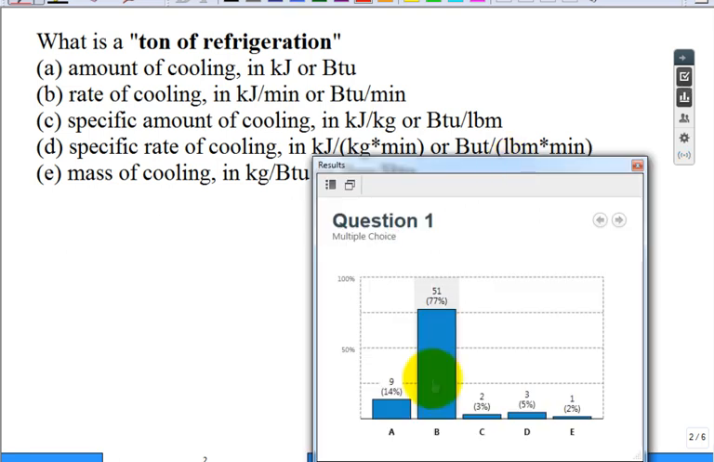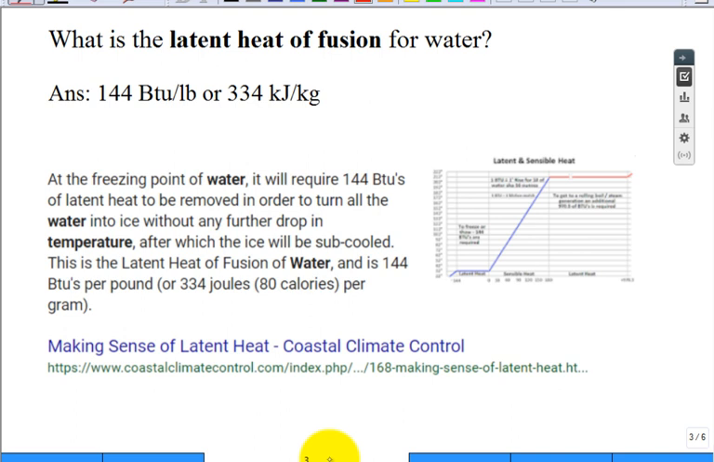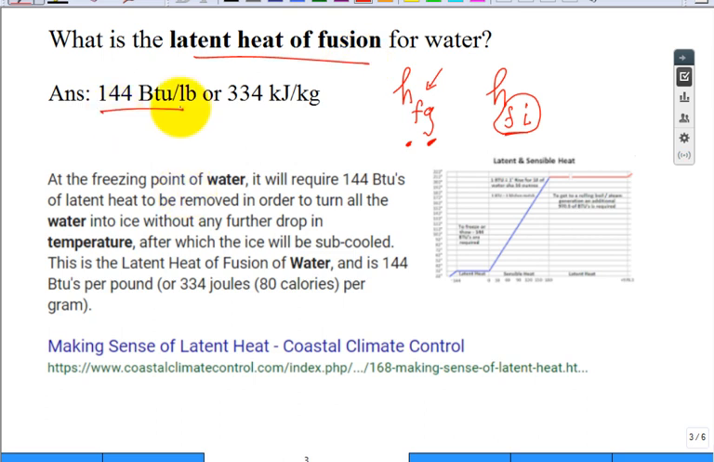So anyway, it's a rate of cooling. That should be closer to 100% correct. All right, so you need to know the latent heat of fusion. That's like h_fg, but that's going from saturated liquid to saturated vapor. You need to know the latent heat of fusion going from saturated liquid to saturated solid, or ice. Different syntax, different subscript, but it's similar to the latent heat of boiling or vaporization. But here it's freezing. It's about 144 BTUs per pound, or 334 kilojoules per kilogram.